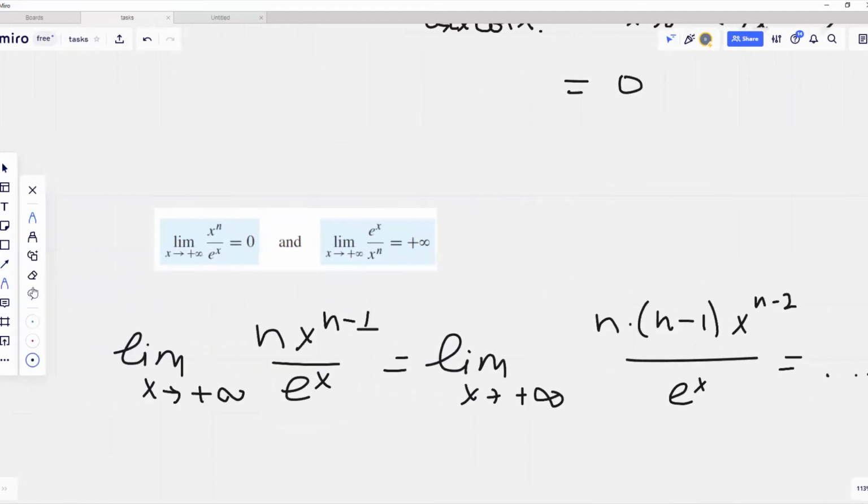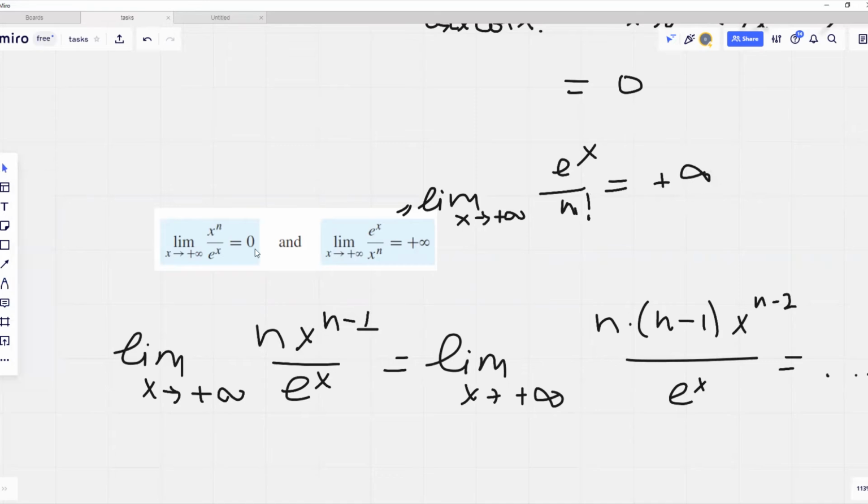And then in this limit here, applying the same procedure, eventually we'll end up with the following limit: when x is approaching plus infinity, e to the power of x over n factorial in the denominator, which is equal to plus infinity. So what we found out here is that the exponential function always grows faster when x is approaching plus infinity than x to any power.